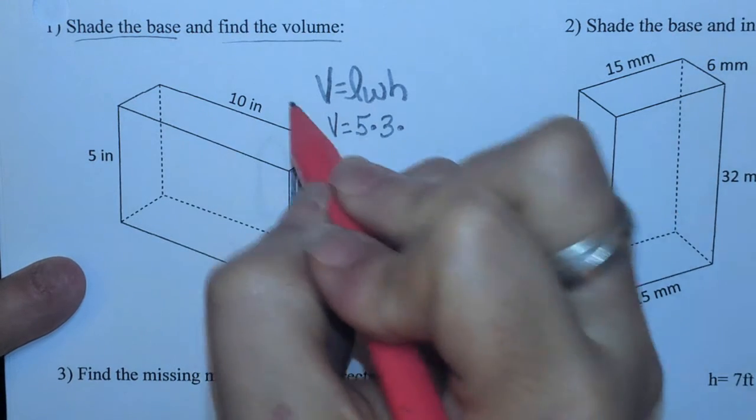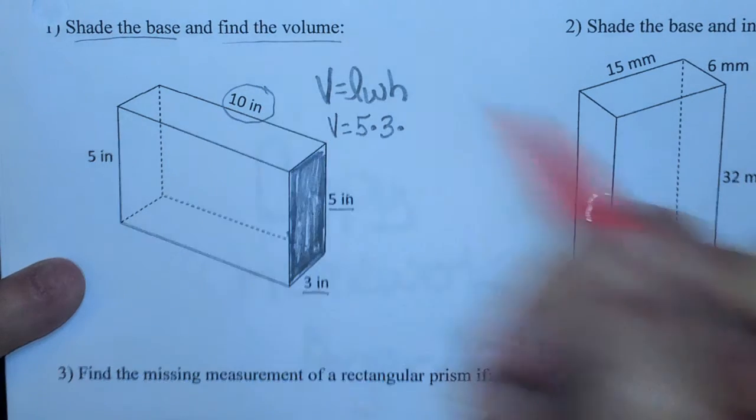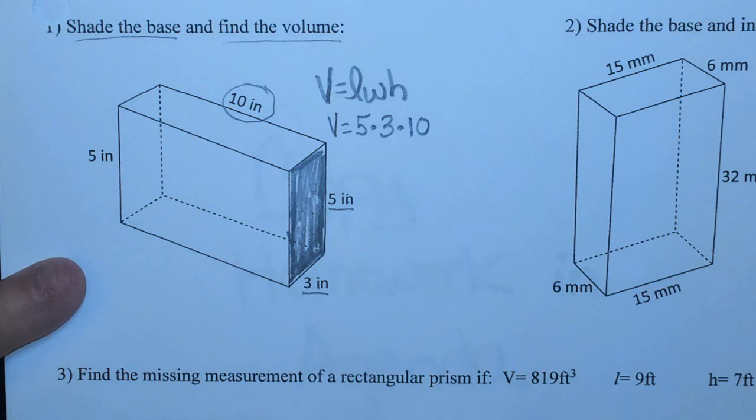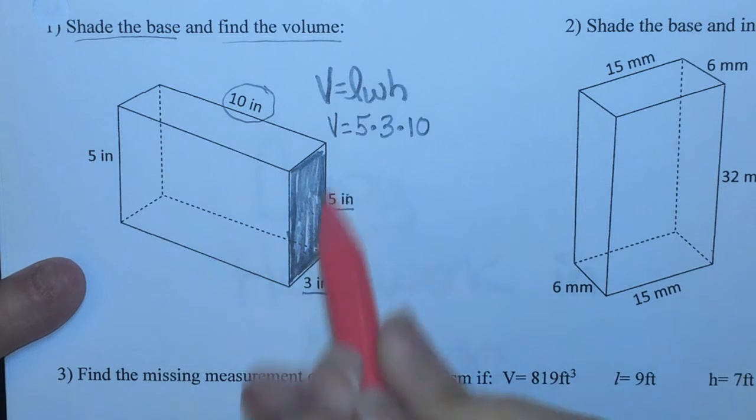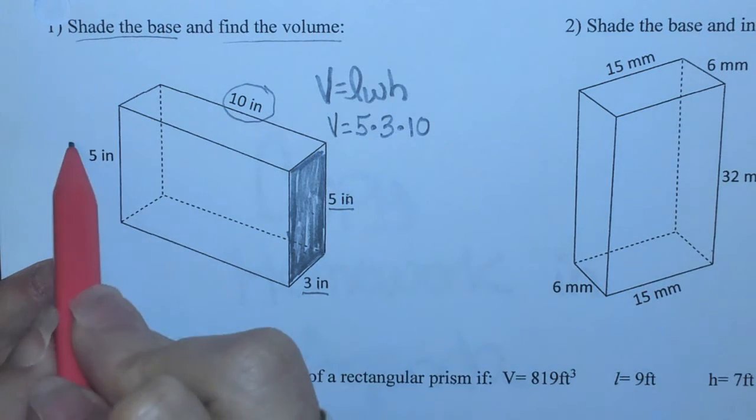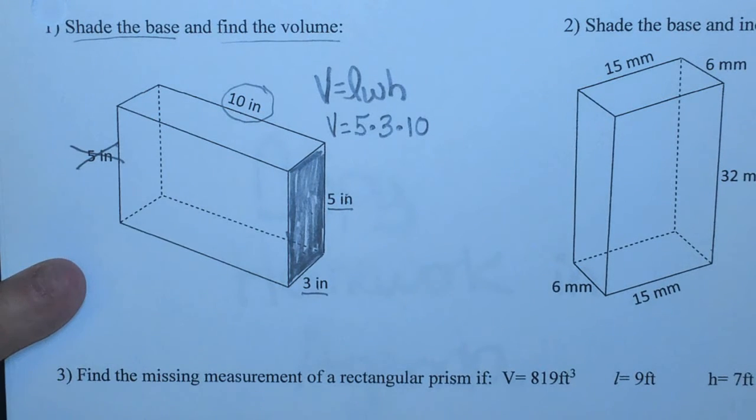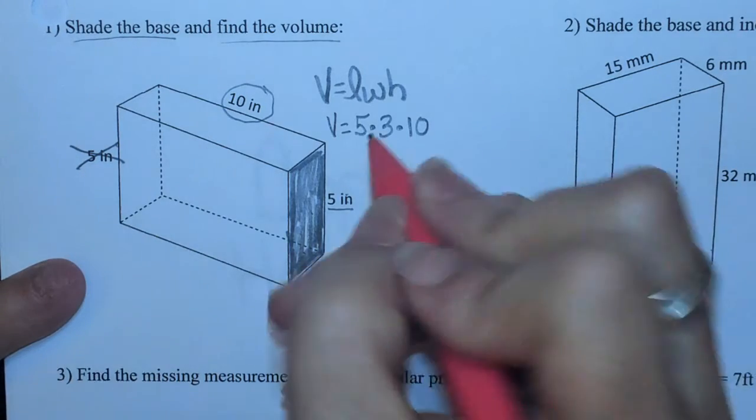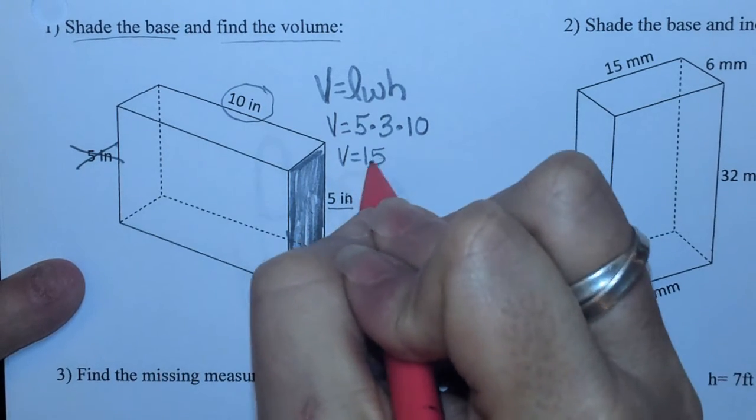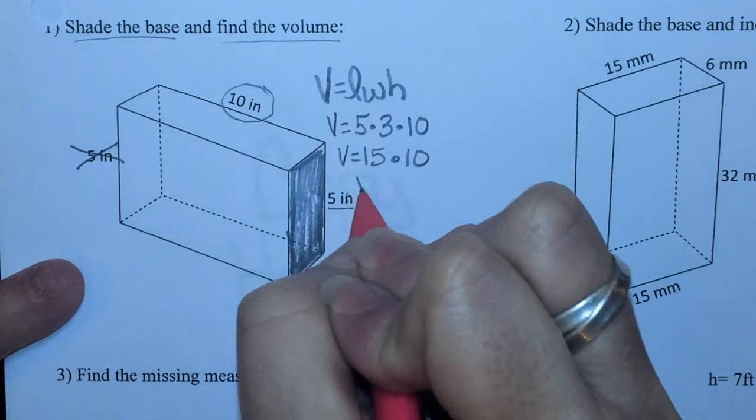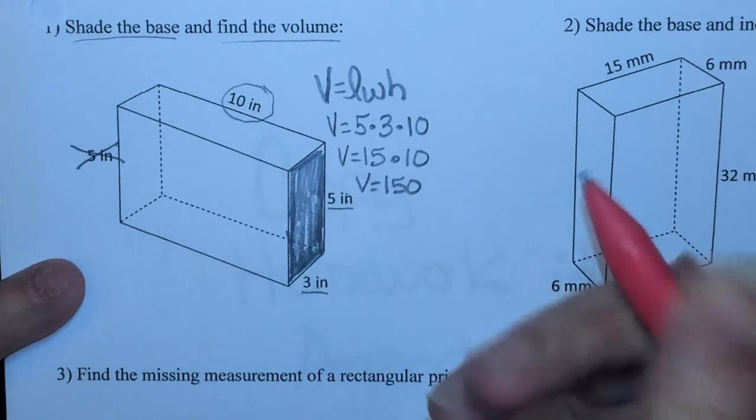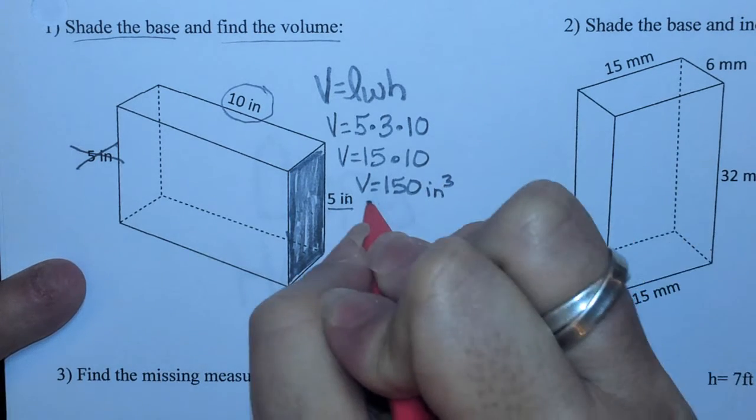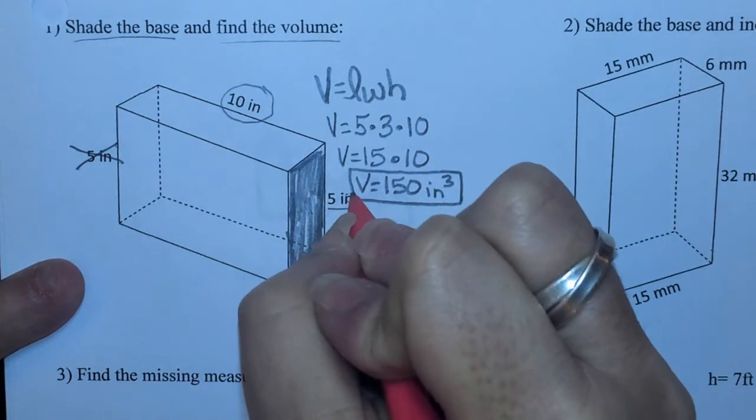My other number is a 10. That's going to be the number I haven't used yet, and I'm going to use it here. Listen, you don't use every number. Please. There's only 3 numbers in volume and sometimes 2. That one's just there to trick you. So 15 times 10 is 150. Volume is always to the 3rd power, or cubed. You put a little 3 at the end.